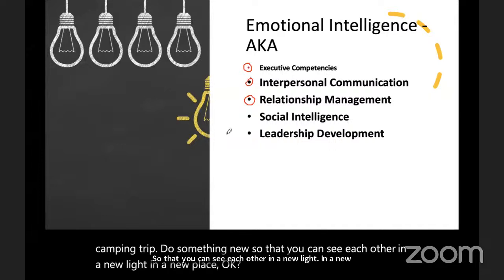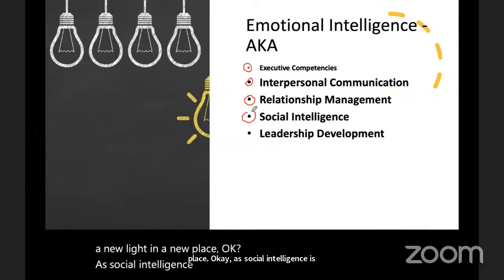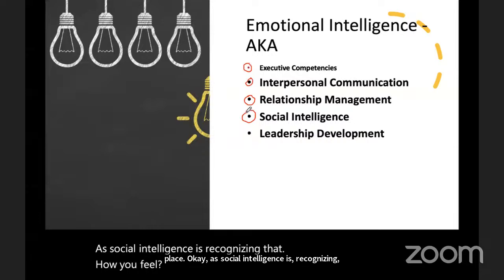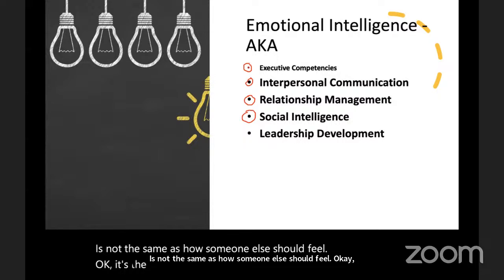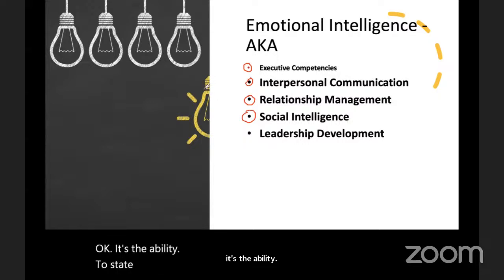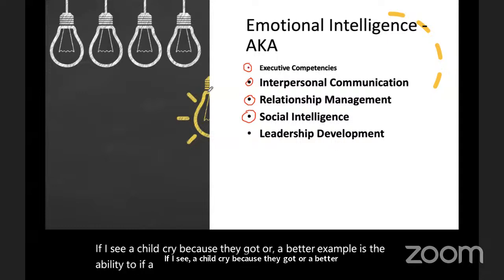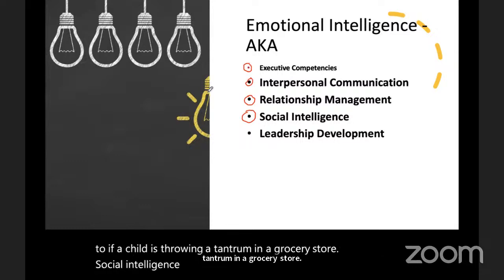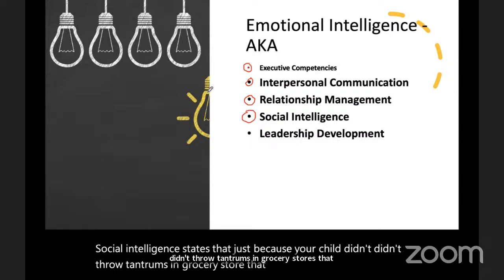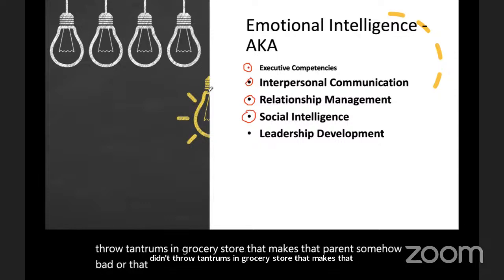Okay. Social intelligence is recognizing that how you feel is not the same as how someone else should feel. It's the ability to state that, a better example, if a child is throwing a tantrum in a grocery store, social intelligence states that just because your child didn't throw tantrums in a grocery store doesn't make that parent somehow bad, or mean that the family system has something wrong with it.